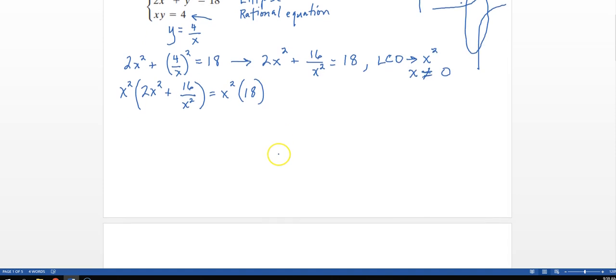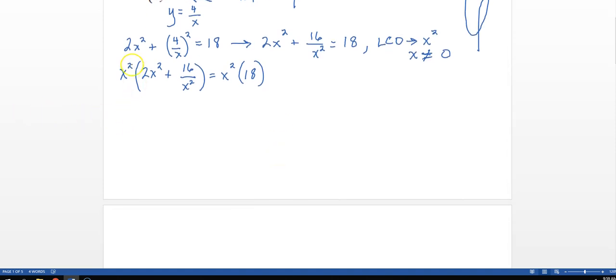So now we're here. And distributing the x squared, we get what we want, which is the fractions to clear. X squared times 2x squared is 2x to the 4th. X squared times 16 over x squared is just 16. And x squared times 18 is 18x squared. Now I can see that this has a quadratic form. So I'm going to set it equal to 0 and see if I can factor it as if it was a quadratic.